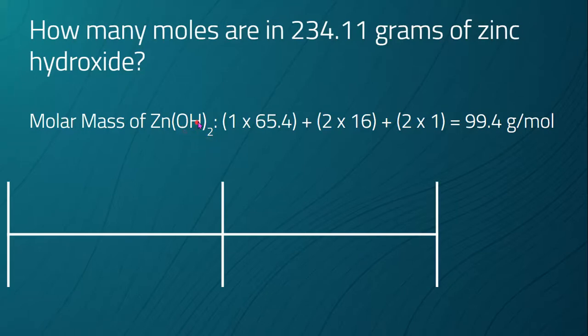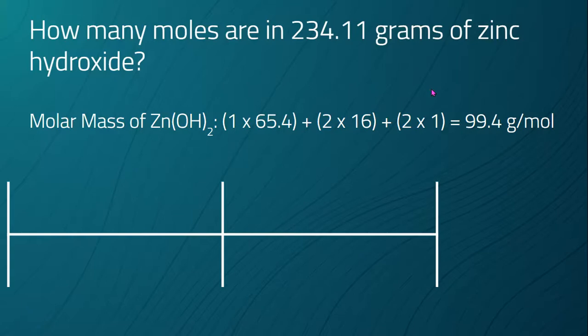I'm going to find the molar mass. 1 zinc at 65.4 grams per mole, plus we have 2 oxygens at 16 grams per mole each, plus 2 hydrogens at 1 gram per mole each, gets you a grand total of 99.4 grams per mole.